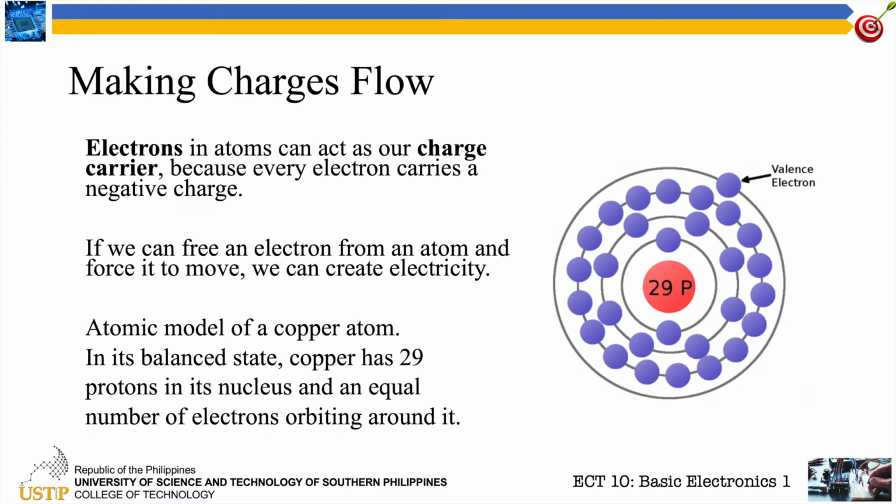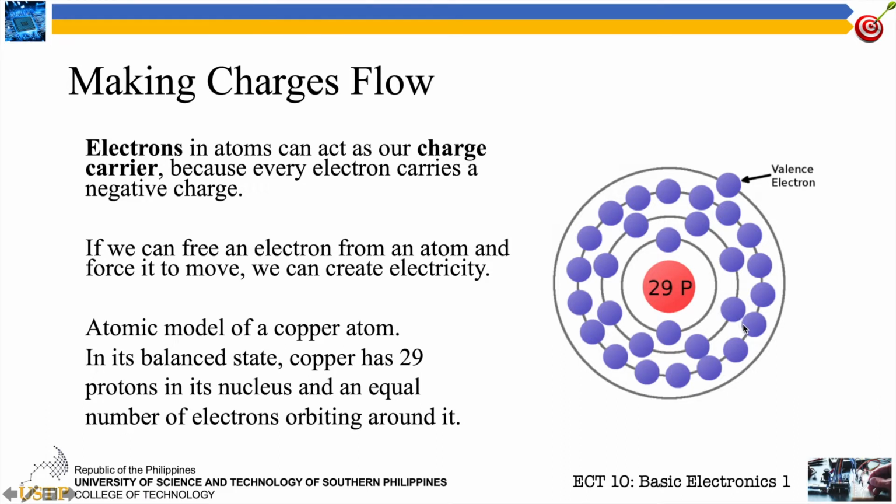Okay, so how do these charges flow? Electrons in atoms can act as our charge carriers. Okay, so here in our outer shell, you have your valence electrons. Valence electrons means that the outer shell is not complete. Okay, if we try to count these electrons, these actually are 29 also.